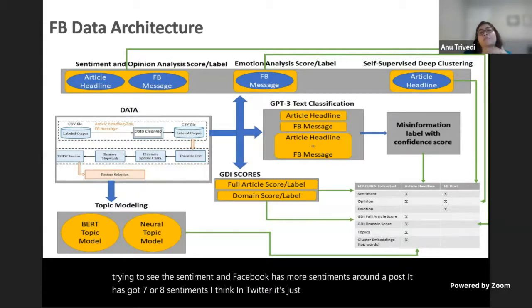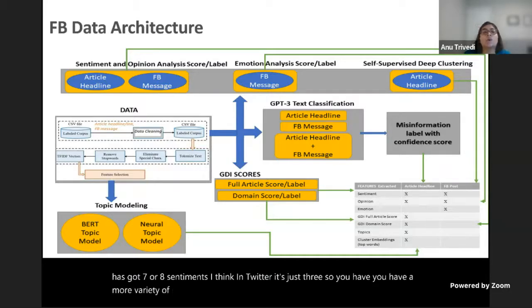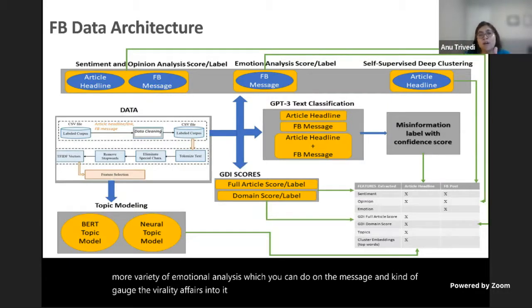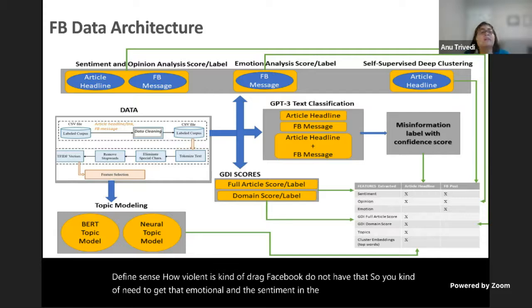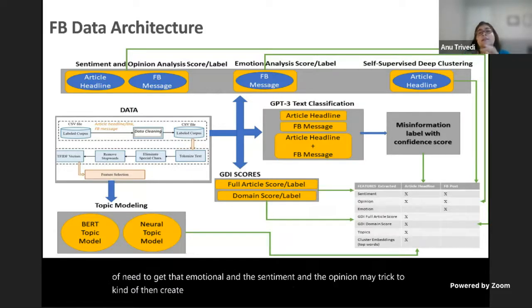So you have more variety of emotional analysis which you can do on the message and gauge the virality. Whereas in Twitter they have a defined sense of how virality is tracked, Facebook does not have that. So you need to get the emotion, the sentiment and the opinion metrics, then create an ensemble of them and come up with a virality score for that.